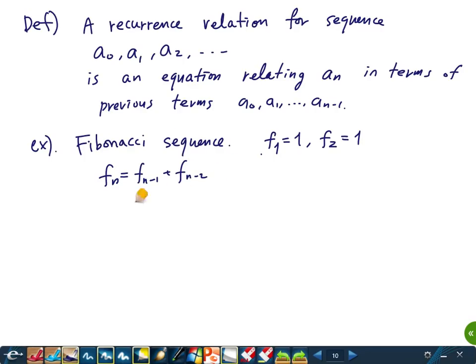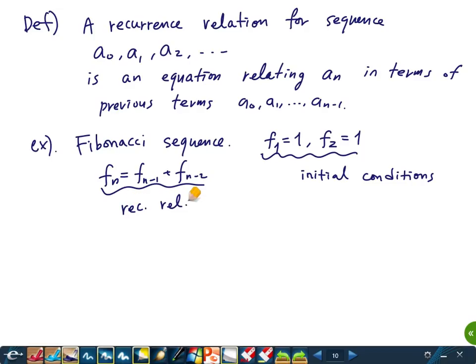You can see in this equation, we expressed this Fn in terms of previous terms, Fn minus 1, Fn minus 2. You don't have to use all the previous terms. And these are called initial conditions. And this is called the recurrence relation. So if you have initial conditions and recurrence relations, then you know what this sequence is. You can generate this sequence using the initial conditions and recurrence relation.